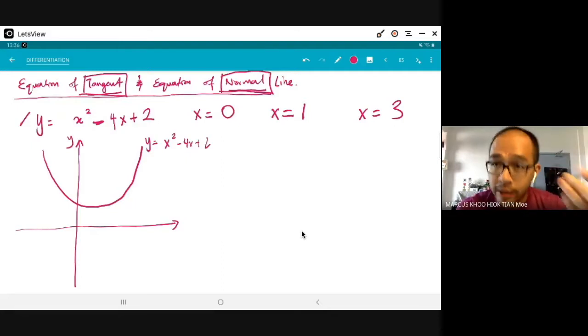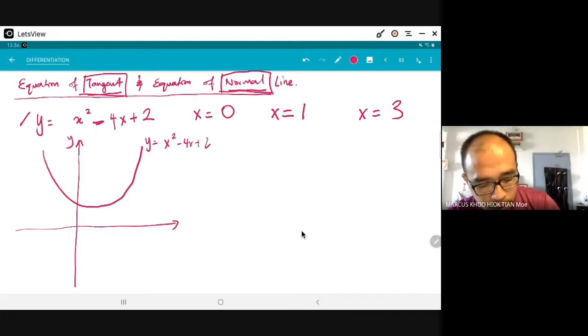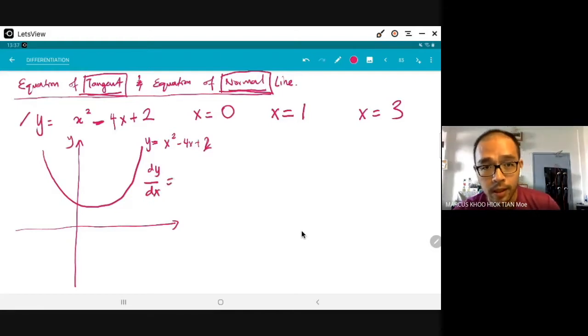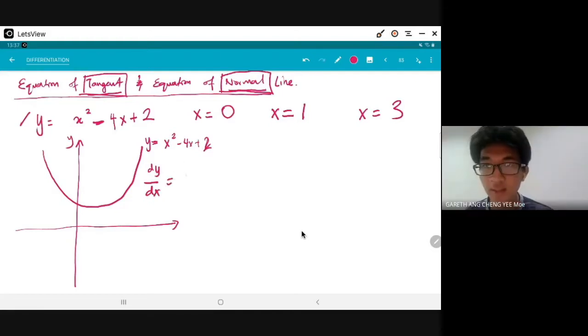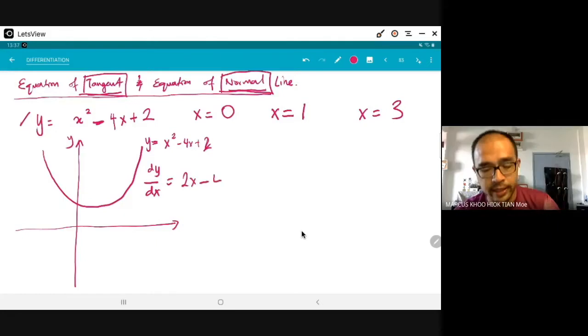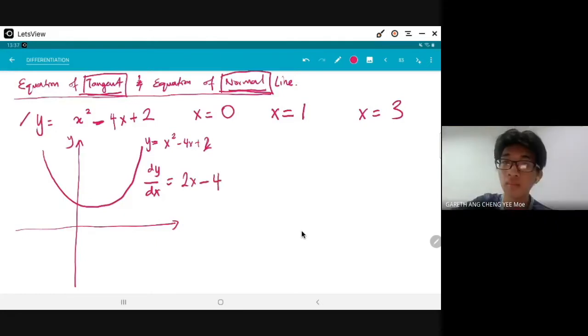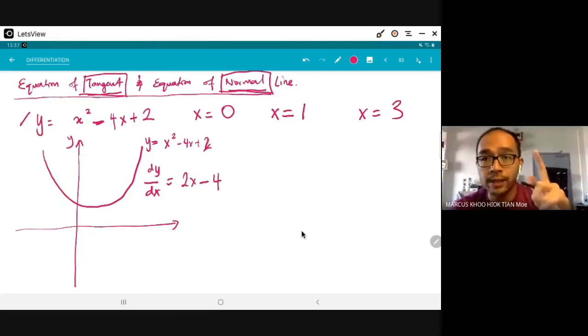You must differentiate it. Garrett, can you differentiate this for me, please? If y equals x squared minus 4x plus 2, what is dy dx? 2x minus 4. All right, excellent. So the gradient function is 2x minus 4.